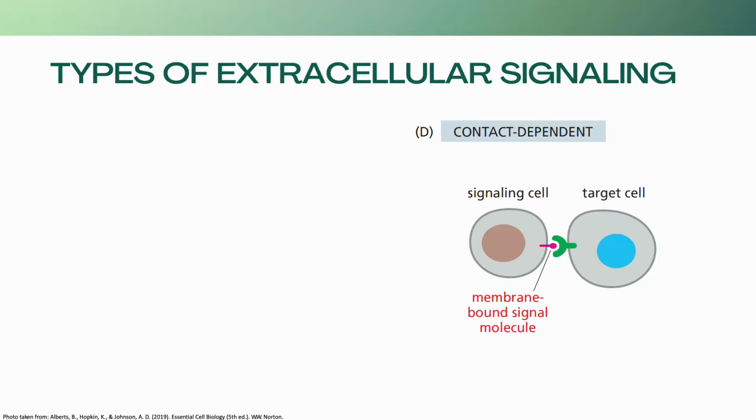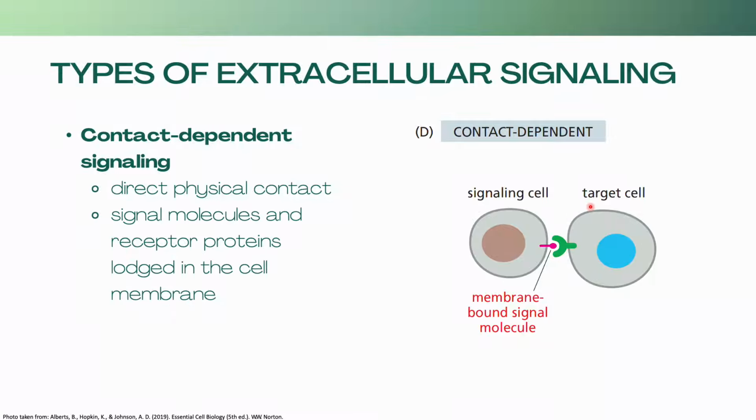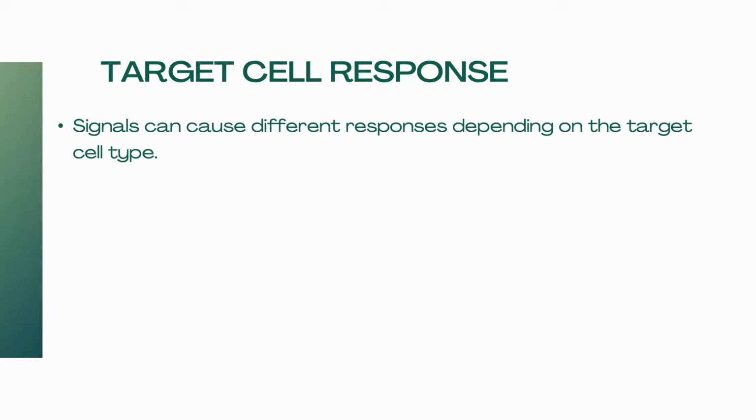The last type of extracellular signaling pathway is called contact-dependent signaling. As the name suggests, this depends on direct physical contact between the signaling cell and the target cell. The signaling cell has the extracellular membrane-bound signal molecule attached to its cell membrane, and in turn the target cell also has a receptor attached to its membrane. And together, they both have to make contact with each other in order for the signal to be transmitted between the two.